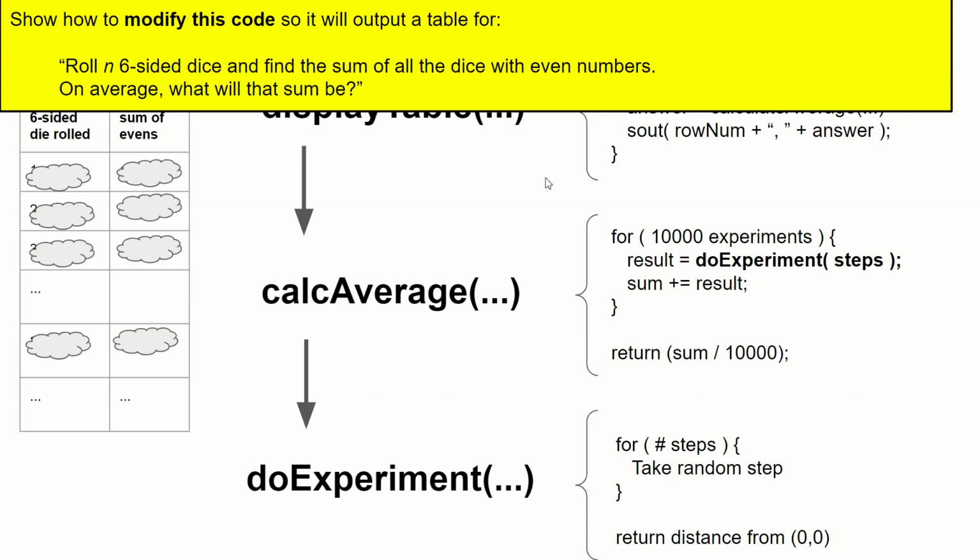So why don't you think about each part of this? What needs to change? Does anything in the table display need to change? Does anything in calculate average need to change? Does anything inside do experiment need to change? Okay, pause the video. Really think about it. You're going to learn more.